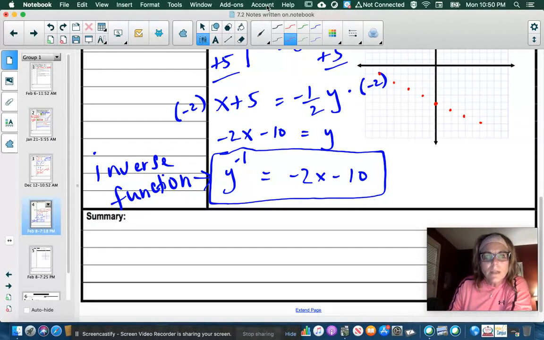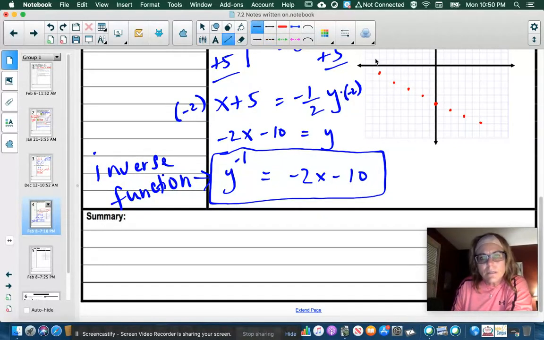I'm going to move this because this kind of is in the way. Let's go back like this. Let's just go times negative 2. Don't need to move it over so far. Okay. Up 1 to the left 2. There we go. So now if I connect the dots here, there we go.